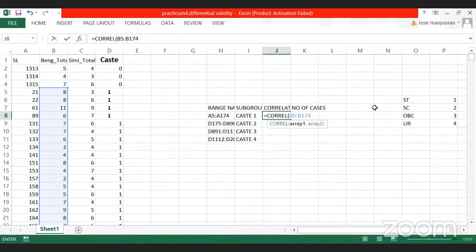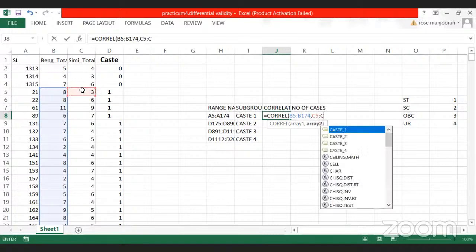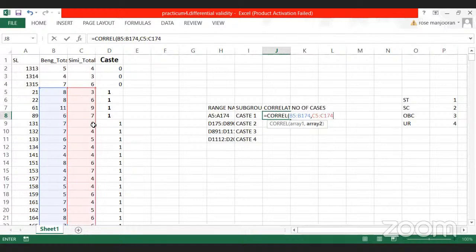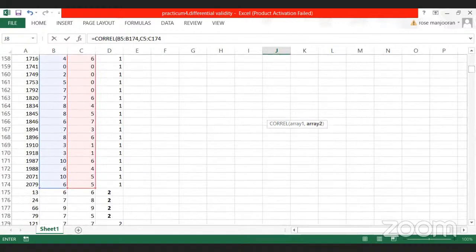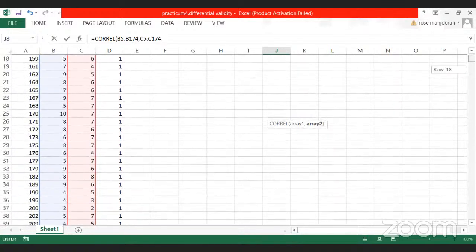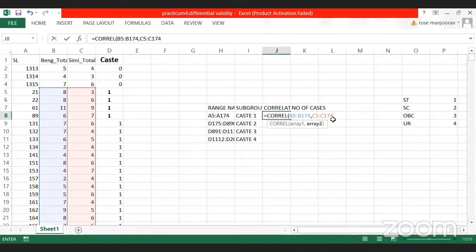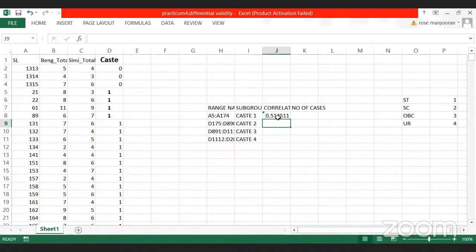Then what I'm doing is put a comma. Then you have to again select from similarity total. That is this cell. So it will be C5. So C5 till C174. So you can see how it got selected. So it will end till here, C174. Then we will enter. So this will be the correlation. Is this step clear?